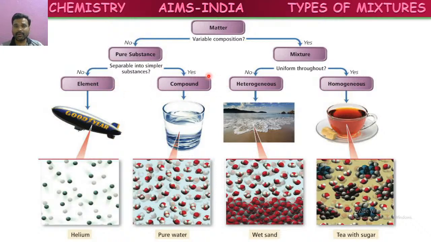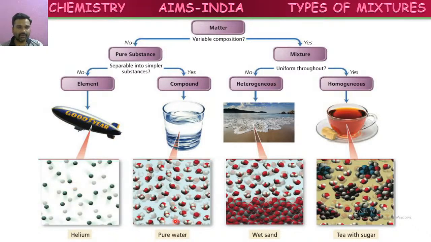If it is made up of two or more types of atoms, then it is said to be a compound. For example, for elements, they have given helium. Helium element is made up of only helium atoms. If we say oxygen, oxygen is made up of only oxygen atoms. Hence, these all come under pure substances.